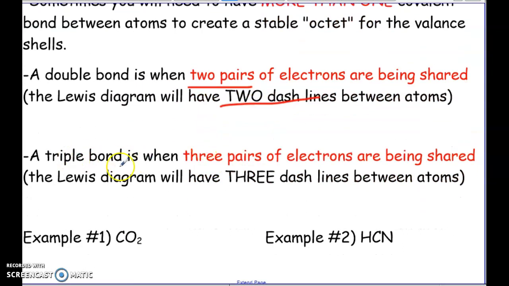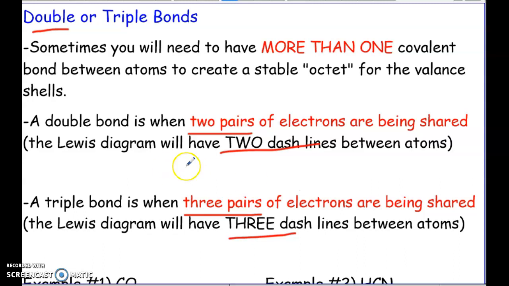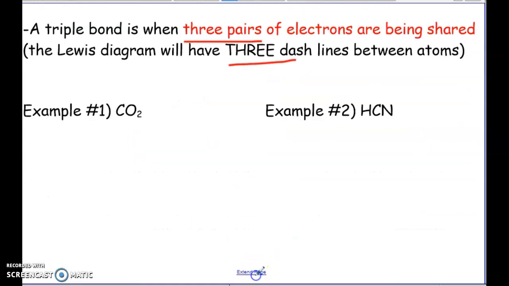A triple bond is when you have 3 pairs of electrons being shared, so you would have 3 dash lines. Why would you ever want to make more than 1 dash line? Remember, the whole point of this is to create a stable octet, to have the full valence shell. So sometimes you need to share, I should say not gain, poor choice of words, you need to share more than 1 in order to reach the full 8. So let's check this out.